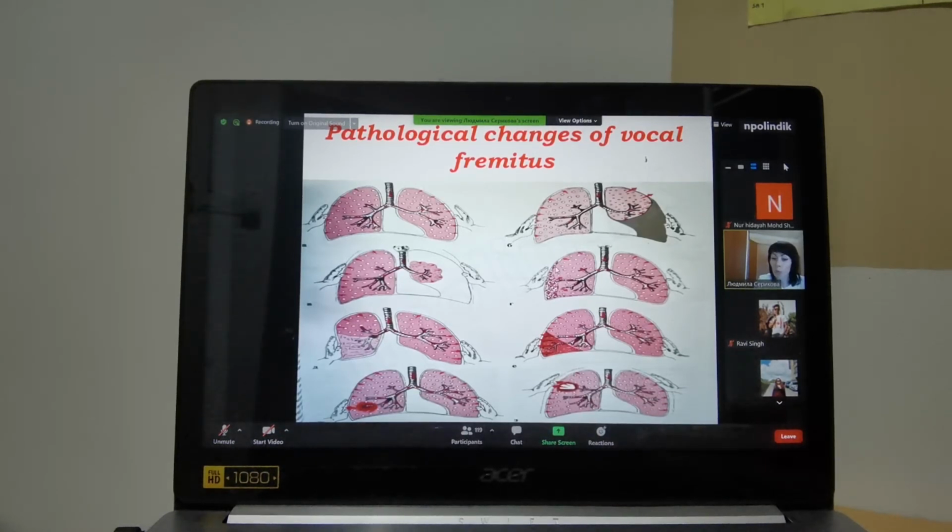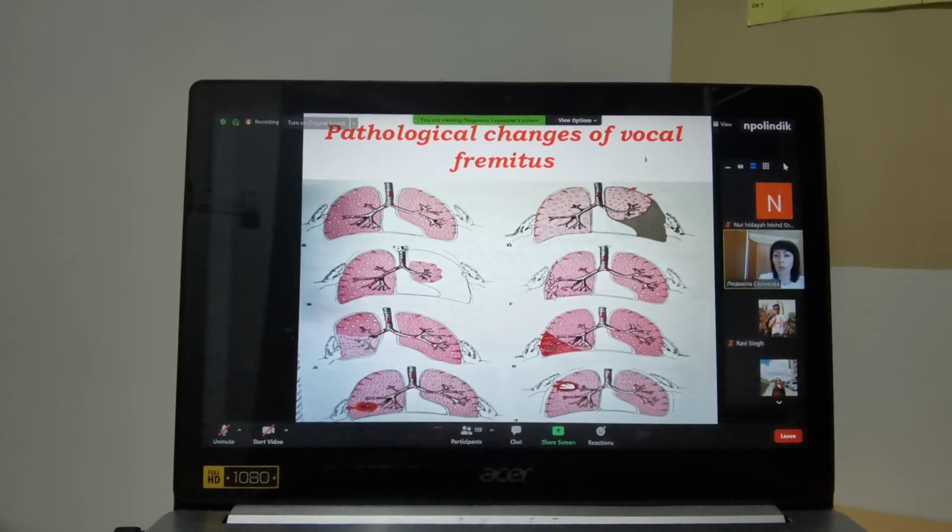And one more situation when vocal fremitus can be decreased is pleural adhesion, thickening of the pleura. Here is inflammation, here fluid, here air, here only pleural adhesions, but it can cause thickening of the pleura. A thickening is again an increased distance between your hand and the lung tissue. So in this case, vocal fremitus will be decreased.